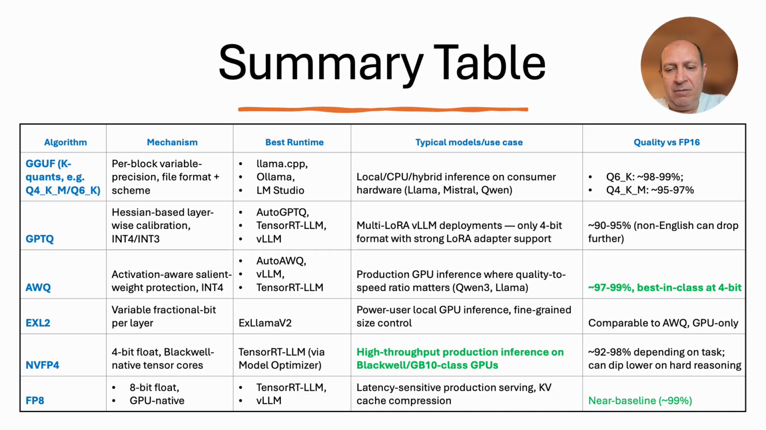Finally, FP8. This is the best kind of quantization, which is very similar to the original quality without quantization. So it's near the baseline, and the accuracy is around 99%. It suits latency-sensitive production and can achieve KV cache compression, and it can run on TensorRT LLM with vLLM. It uses 8-bit floats and is GPU native.